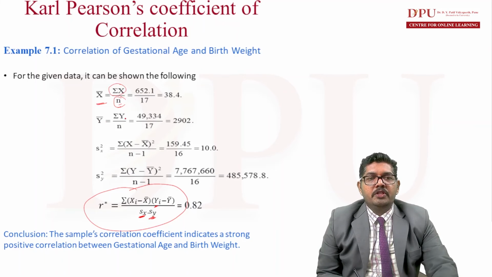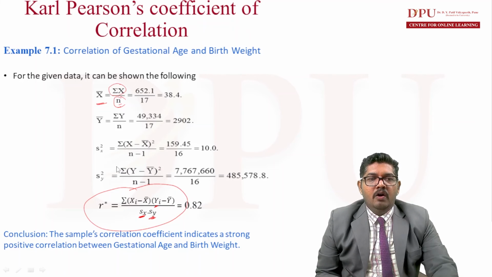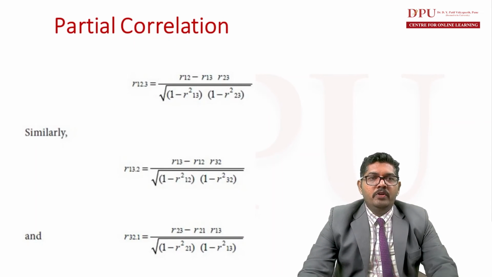Y bar is equal to the summation of y divided by n, which is 49334, calculated from this data. Then again we can calculate the standard deviation of x and the standard deviation of y, and put all these values in this equation, and we get r equal to 0.82. We can say that there is a strong positive correlation between gestational age and birth weight. So these are the formulae we can use.